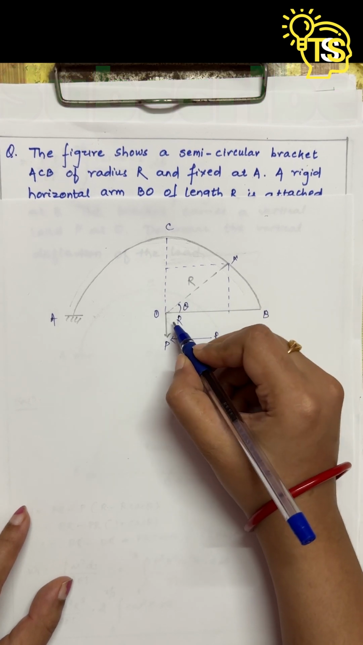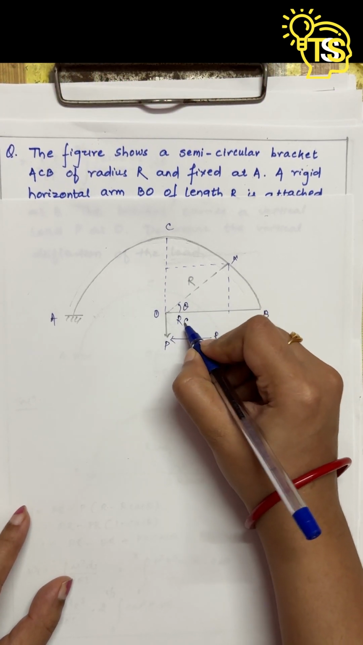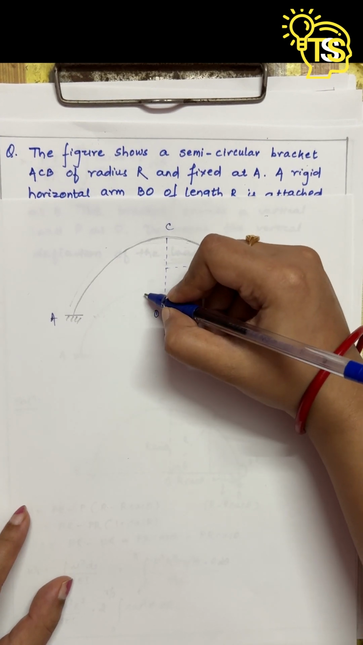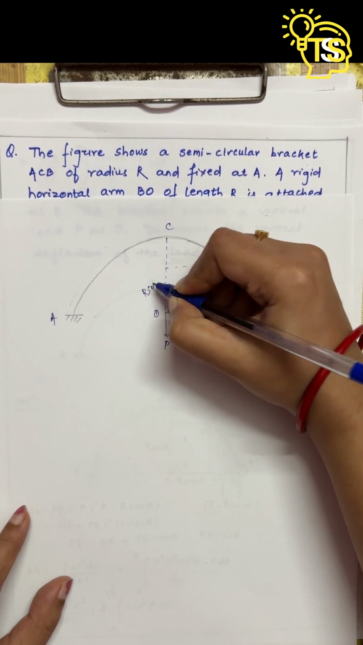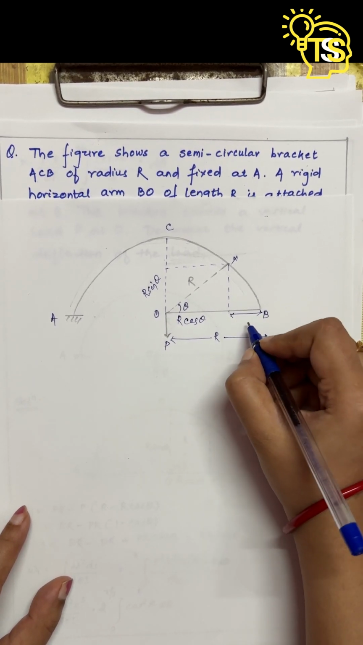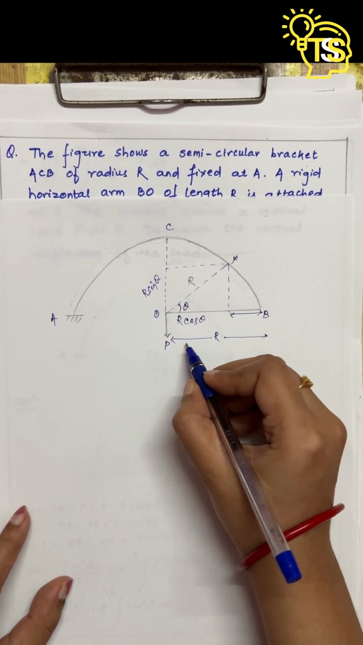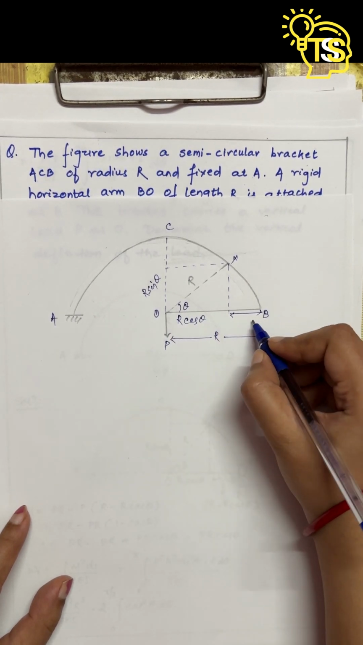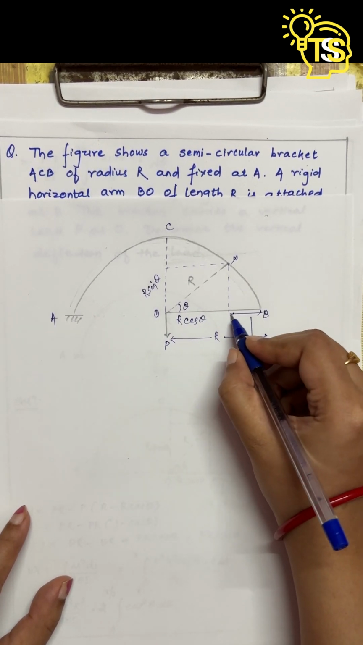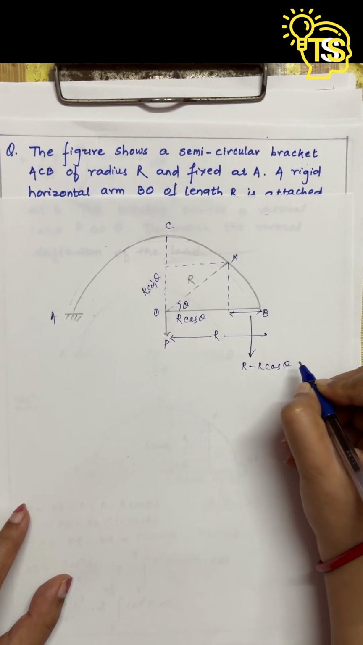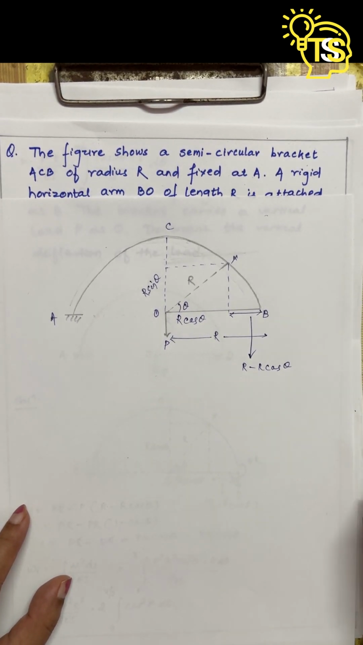Now the value over here is r cos theta. The value here we get is r sin theta. So here the value we will get is total length r minus r cos theta. So the length at this portion will be r minus r cos theta. So now let's calculate the moment.